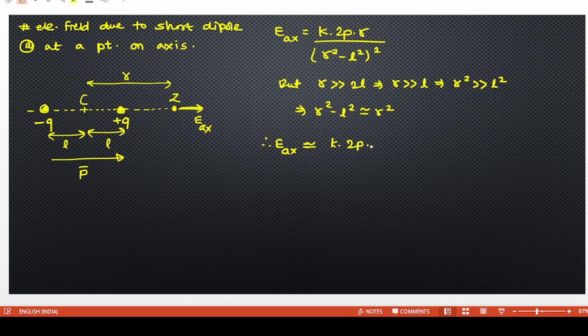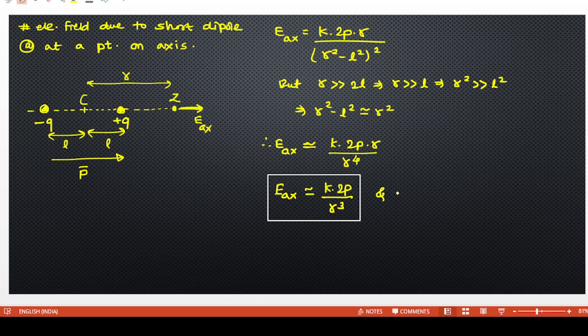K 2pr upon (r square minus L square) whole square is what? It is r square, r square whole square is what? r raised to 4. So what is the final formula for electric field at a point on the axis? K 2p upon r cube. This is the formula for electric field at a point on axis of a short dipole.